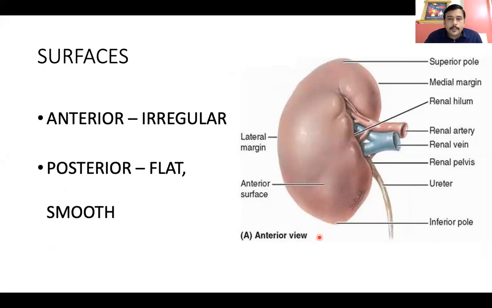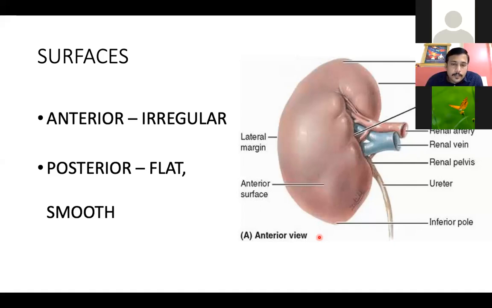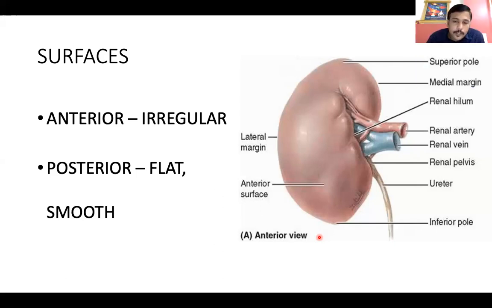Coming to the surfaces, there are 2 surfaces, anterior and posterior. The anterior surface is irregular. It is wavy, or you can say it has rough margins. Okay, and the posterior surface is flat and smooth. The posterior surface is usually resting on the posterior abdominal wall, so there are no impressions, or there is only musculature. So it will have a smooth and flat surface. This is also one of the criteria to determine the side of the kidney.